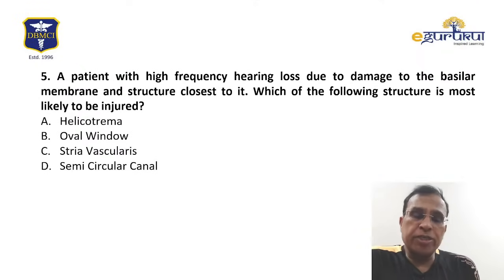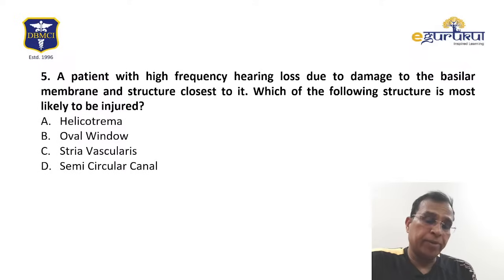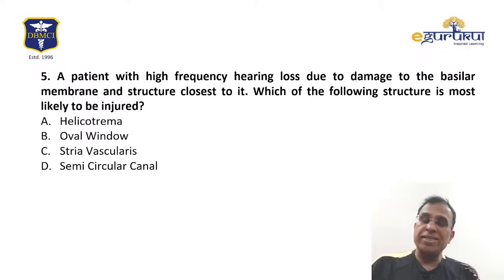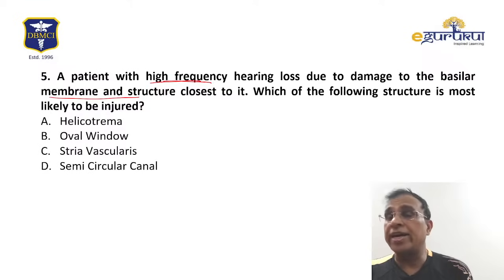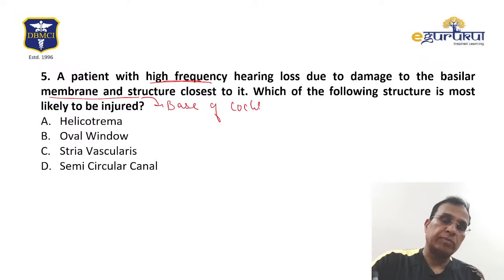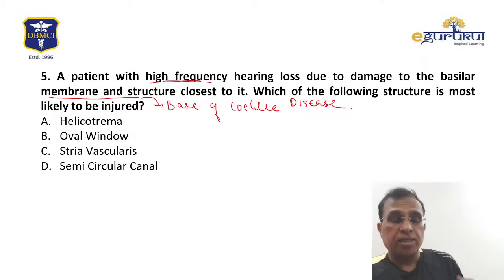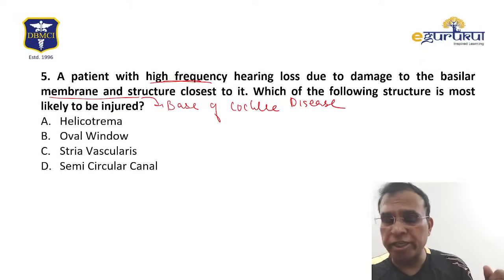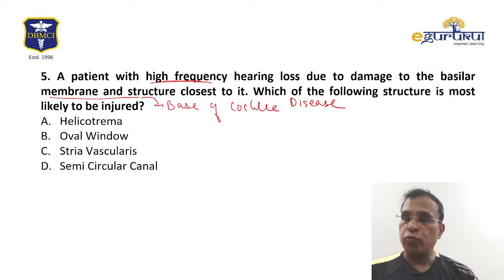A patient with high frequency hearing loss due to damage to the basilar membrane and the structure closest to it. So the basilar membrane is a part of the inner ear, the cochlea, and there is a high frequency hearing loss. If the basilar membrane has a disease causing high frequency hearing loss, that means it is the base of the cochlea. The apex of the cochlea causes low frequency hearing loss, the base of the cochlea causes high frequency hearing loss. We all know this one.